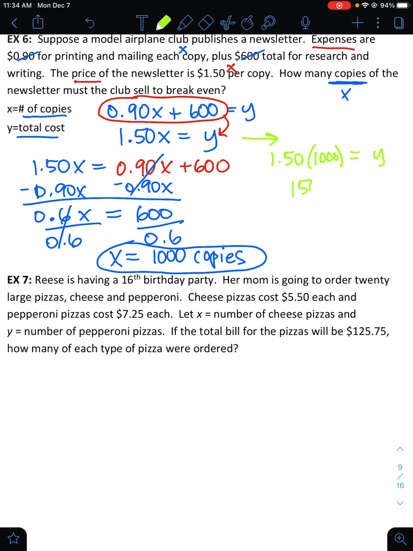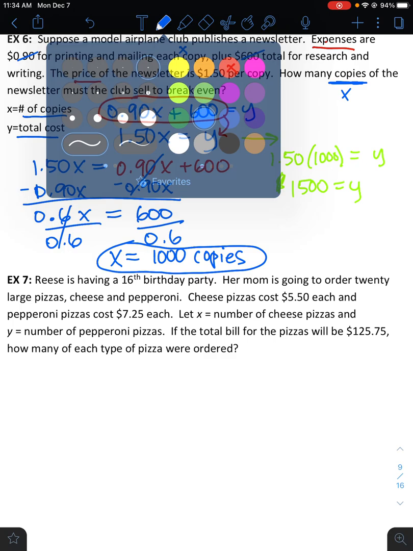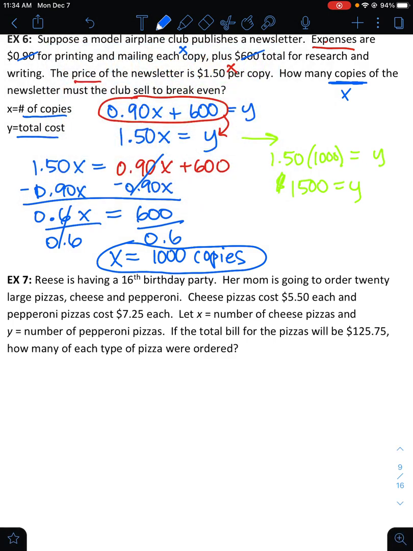And that's going to be the total cost. Okay, so it doesn't ask me to do that, but if it did, then I would just plug it in and continue on. Okay, let's move on. Number 7.